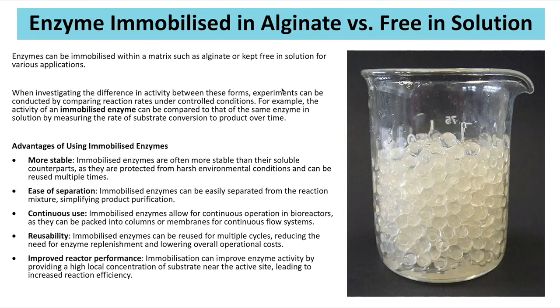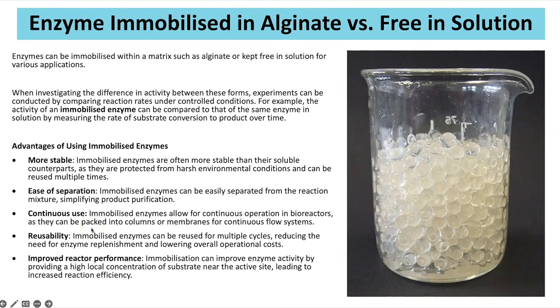Now, the advantages of using immobilized enzymes are that it makes them more stable. Immobilized enzymes are less sensitive to temperature and pH changes, and that makes them very useful in industrial reactions because you can use a slightly higher temperature to speed up the reaction without denaturing the enzyme. It also makes it much easier to separate the product from the enzyme, because here we have the enzyme immobilized in alginate beads. You could easily just sieve those out and then you have the product remaining in the liquid.